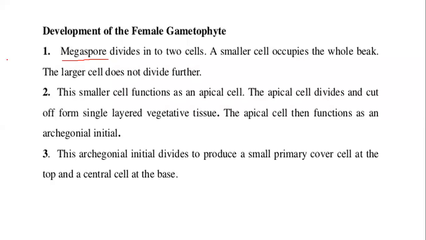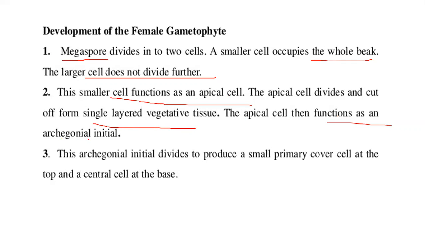So here also you can see the megaspore. It divides into two cells, a smaller cell and a larger cell. The smaller cell occupies the whole beak, and the larger cell does not divide further. Only the smaller cell functions as an apical cell, and this apical cell divides and cuts off, forming a single layered vegetative tissue. Later on, this apical cell functions as an archegonial initial.